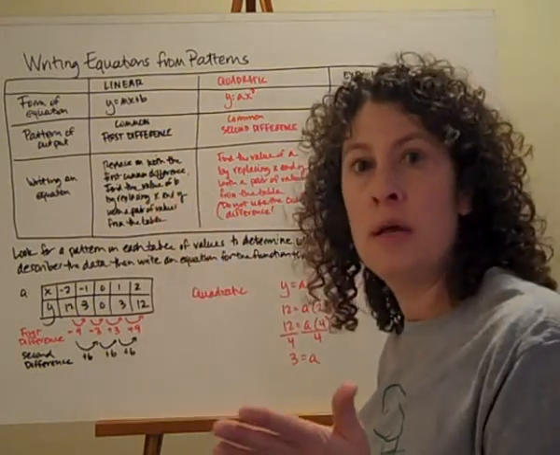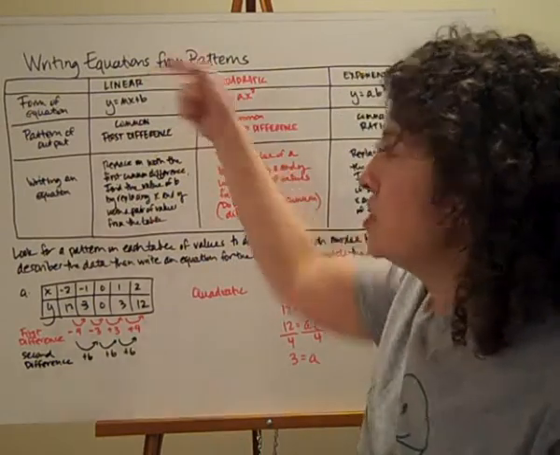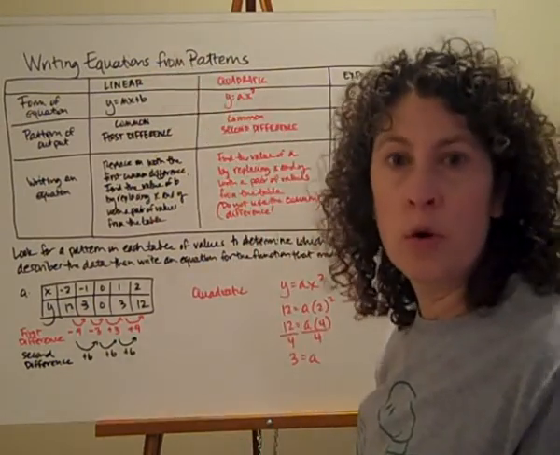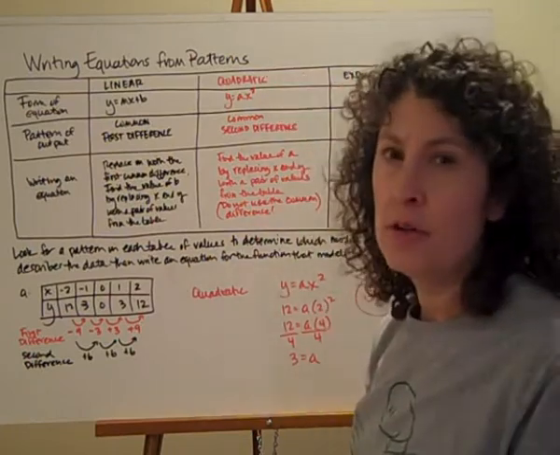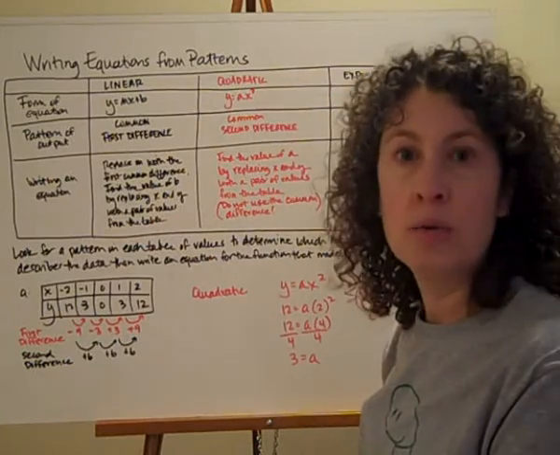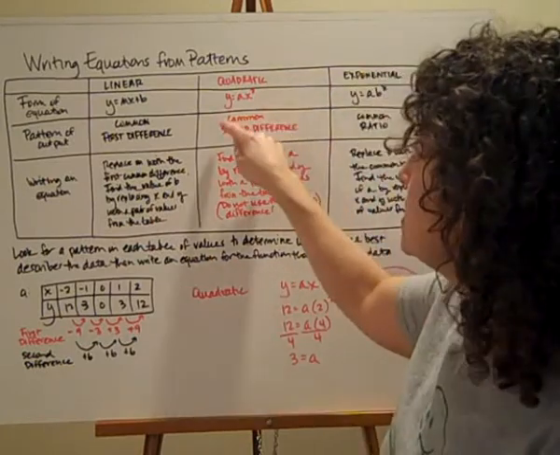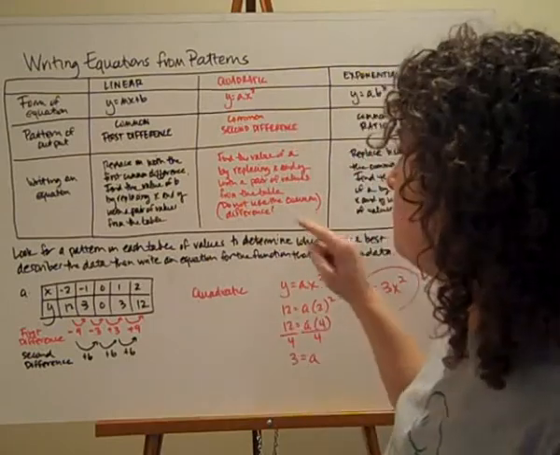We look to find a slope, basically a rate of change, plug that rate of change in for m, and then use one of our ordered pairs to find b. We've done that before. Quadratic: we haven't found a quadratic equation though, so how does that work? Our equation is going to look like y equals ax squared, and we're going to see a common second difference. Again, I'm going to explain what that means in a minute.